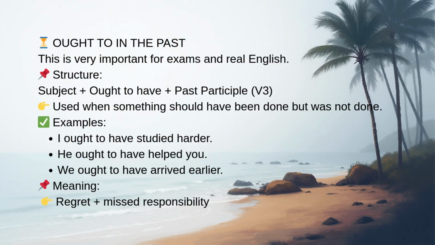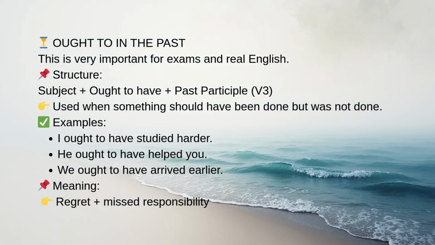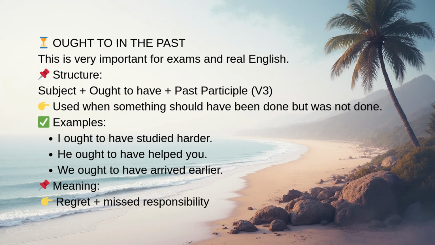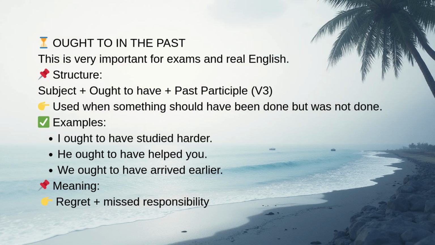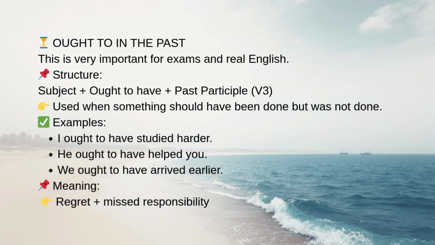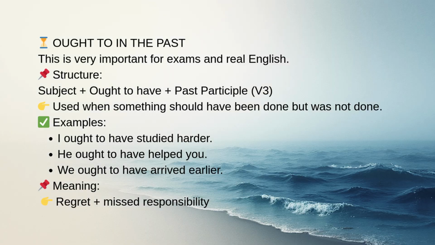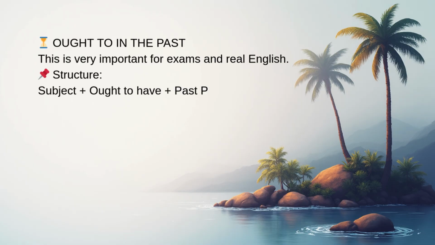Now let us know how to use ought to express the things which happened in the past. This is very important for exams and real English. Now let us know its structure. Subject plus ought to have plus past participle, that is third form of the verb. It is used when something should have been done but was not done. Now let us see some examples. I ought to have studied harder. He ought to have helped you. We ought to have arrived earlier. In all these sentences, ought to expresses regret plus missed responsibility.